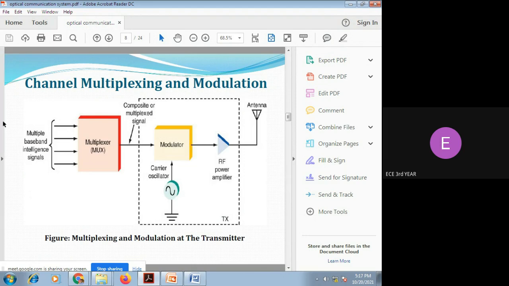So multiplexing combines many signals into a single line. Based on the timing, it will select the particular input line, and then pass through the modulator. The modulator is used to boost up the weak signal using a carrier signal. The carrier signal will be generated from the carrier oscillator, and then the power amplifier amplifies the signal and passes it through the antenna. This is the basic process of channel multiplexing and modulation.